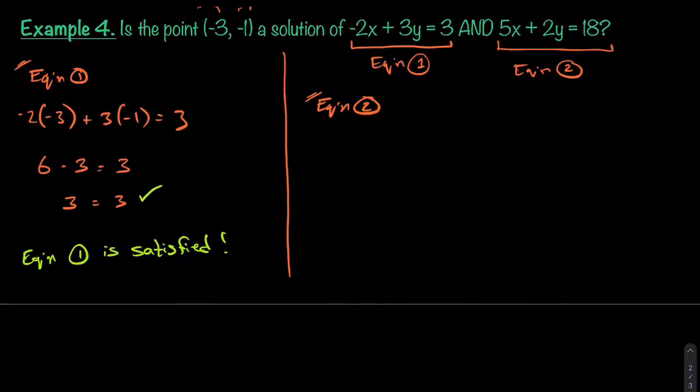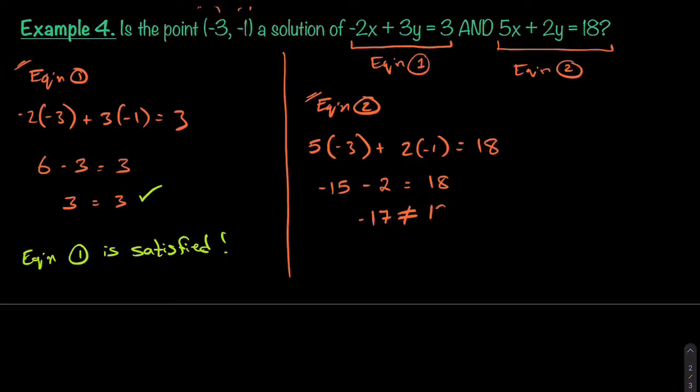So what is equation 2 going to look like? Well, we've got 5 times negative 3 plus 2 times negative 1 equals 18. Remember, I'm using equation 2 over here. If you're confused why it's not the same thing, well, we have to check the other one, right? This is our second equation up here. 5 times negative 3, that's negative 15. Positive 2 times negative 1, that's just negative 2. What do we get? We get negative 17. And that does not equal 18, right? So equation 2 is not satisfied.